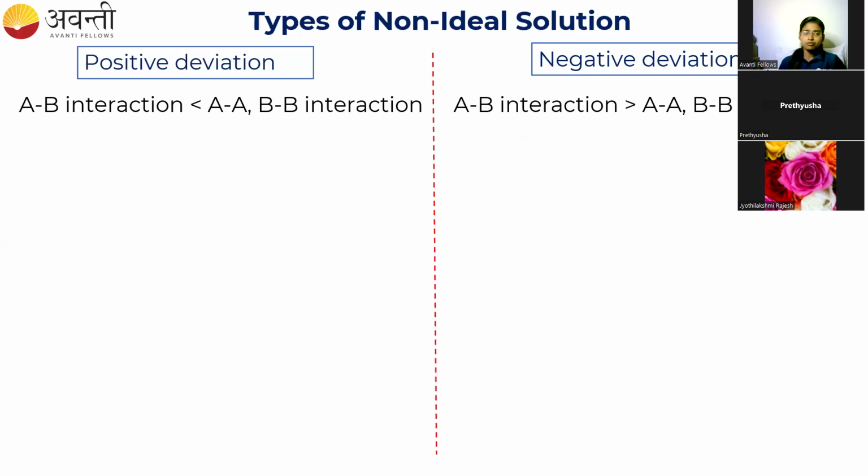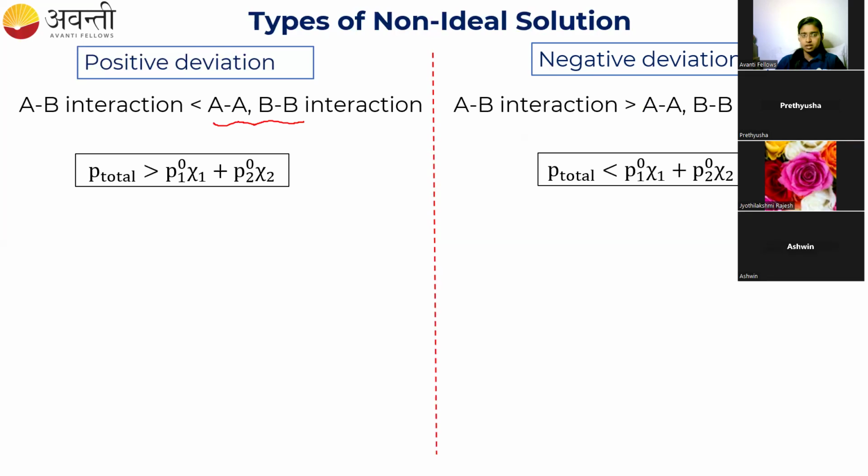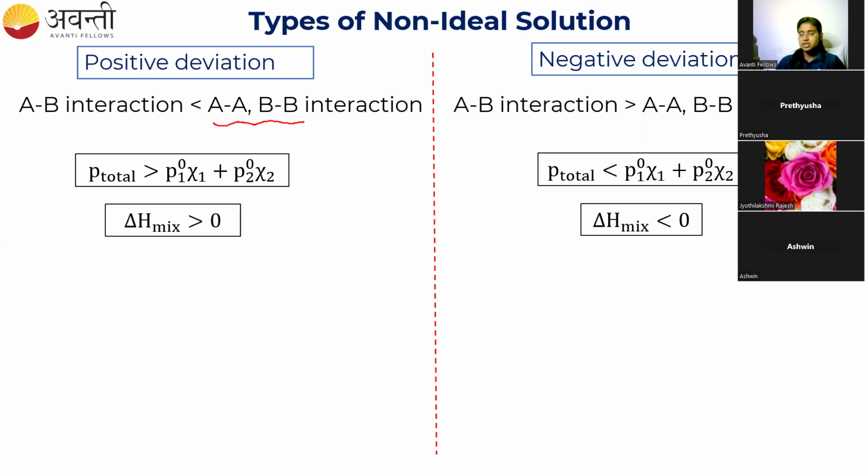If the AA interaction is more, AA meaning the interaction between solvent molecules, and likewise the solute molecules, then the total vapor pressure will be greater. Here it will be lesser. So in case of positive deviation, delta H mix is greater than 0 and in negative deviation, delta H mix is less than 0. And here delta V mix is greater than 0 and there delta V mix is less than 0.